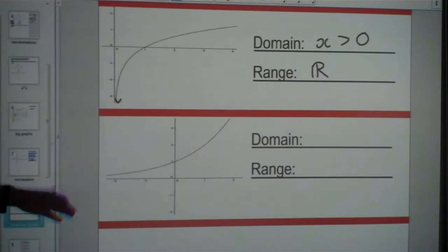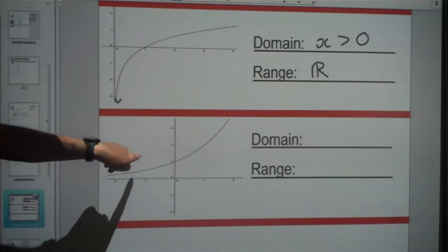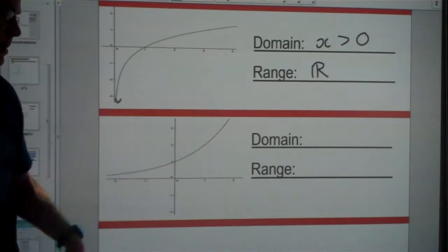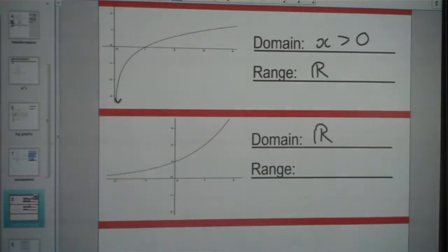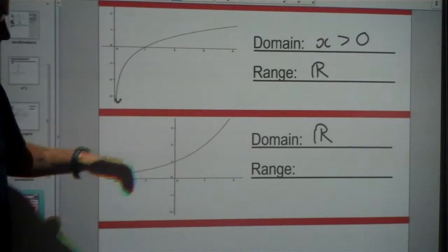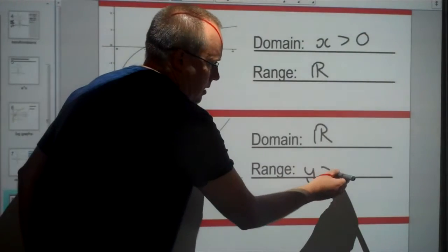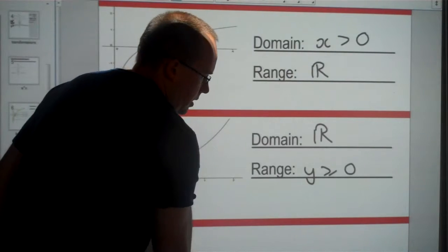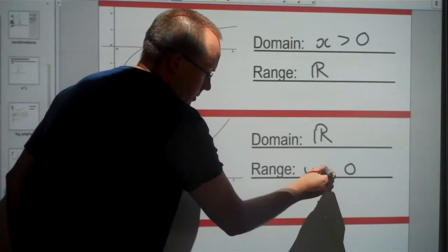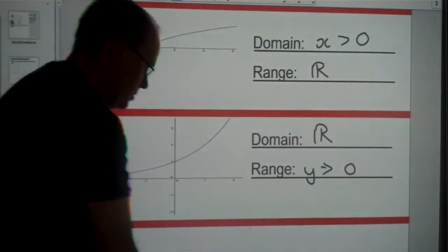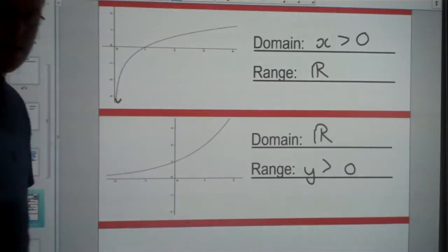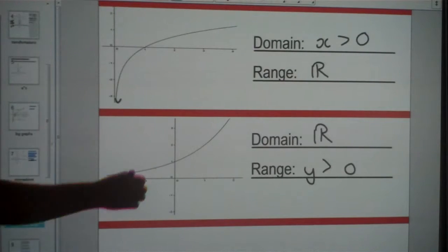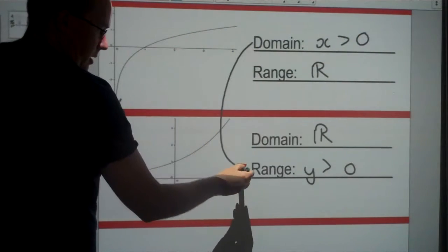Now the domain for this one, you can see that this is perfectly good. This carries on forever in this direction and also in this direction. So all real numbers. And our range, you can see that it doesn't go below the x-axis. So we know that the range is going to be y is, oops, can't have the equal to, there's an asymptote there, y is equal to 0. Greater than 0.